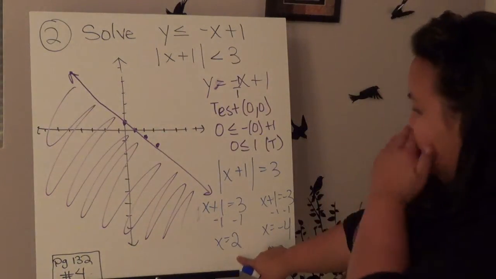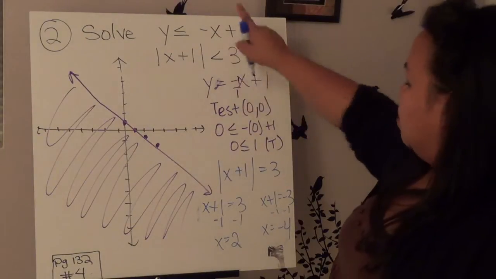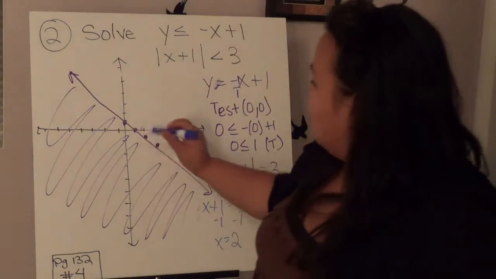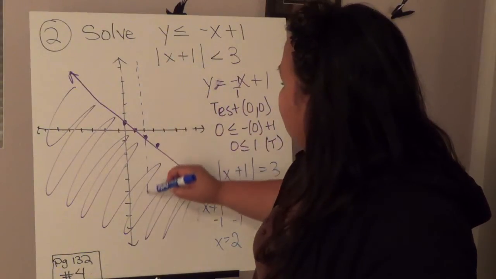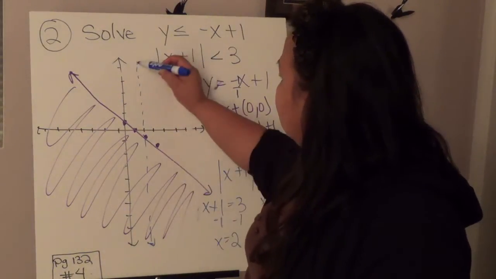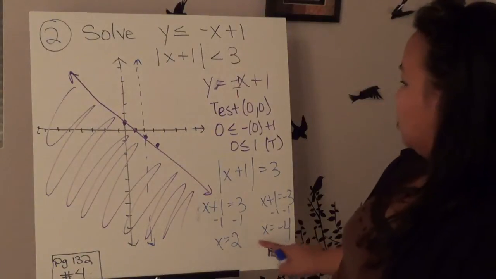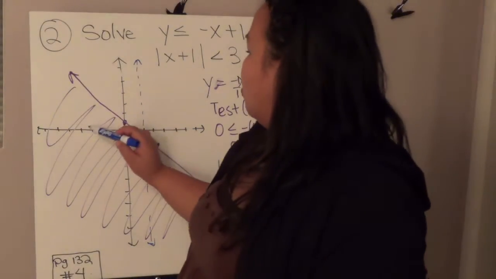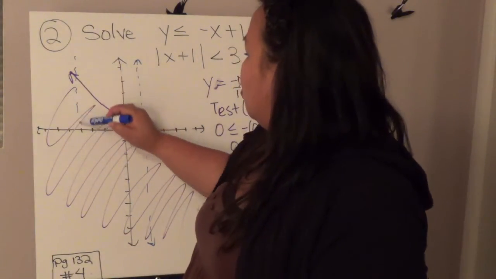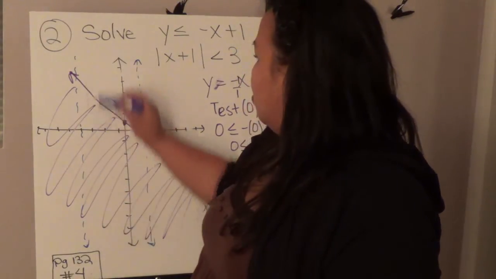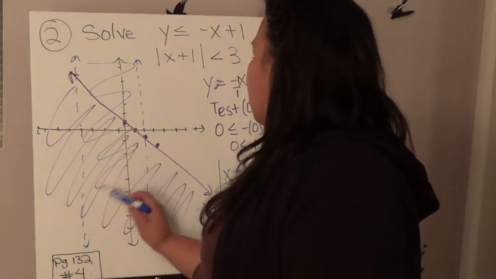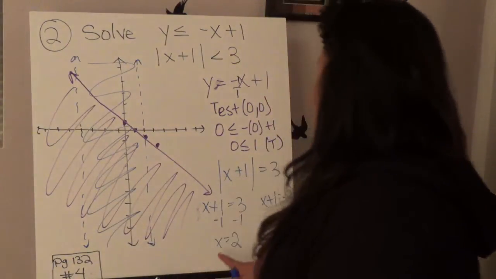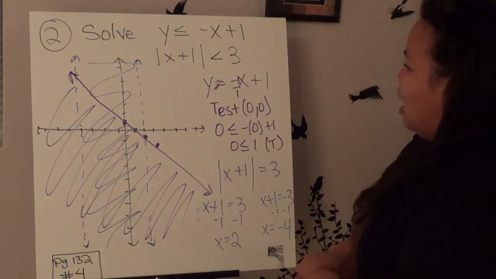So this is x equals 2. Now remember, this is not equal to, so it's dashed. I'm going to find positive 2 right here, and I'm going to go straight down, just like this. Okay? And this one's negative 4, so I'm going to find 1, 2, 3, 4. And it's all the numbers in between. So what this is saying is my x is between 2 and negative 4.